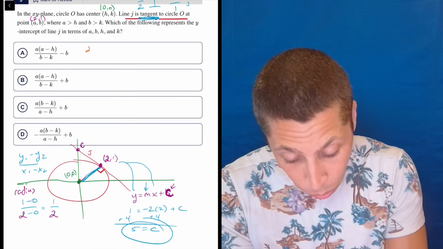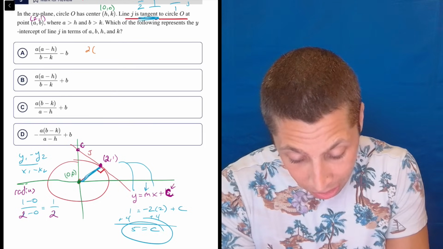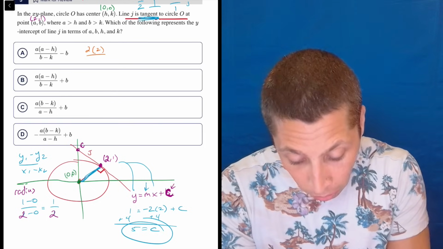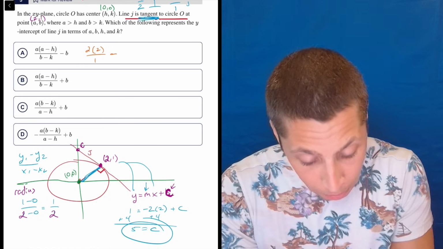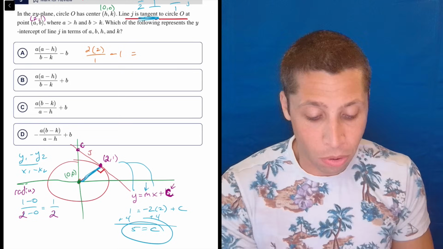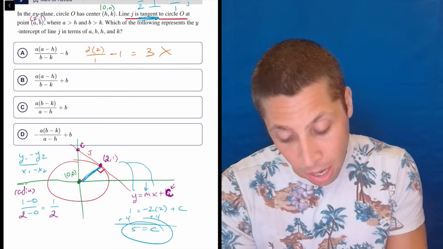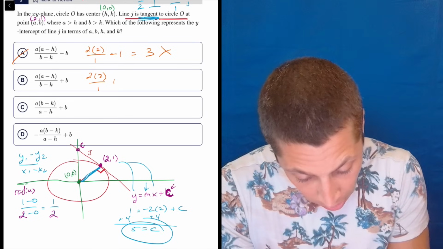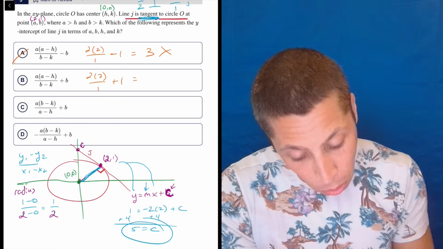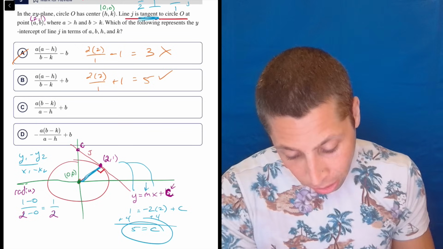A is 2, so 2 times 2 minus 0, because h is 0, is 2, over b is 1, so 1, and k is 0, so 1, so minus 1, right? So 2 times 2 is 4, 4 minus 1 is 3. No. Let's just keep going. 2 times 2 over 1 plus 1. 2 times 2 is 4 plus 1 is 5. That looks good, but let's check everything.